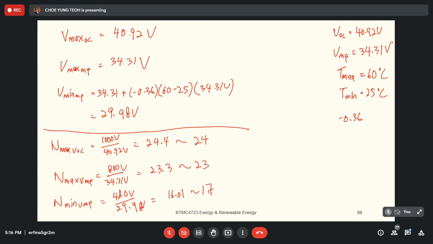Okay, I think correct. So the first two we round down, and the last one we round up. So that we come up with a range of 17 to 23 module. This is what we want to arrange. Make your own arrangement. How many pieces we have? 460.